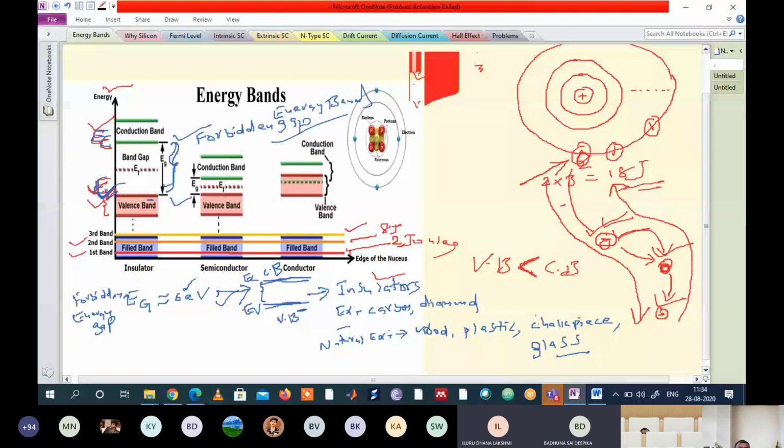Please make a habit of writing running notes. This is the first point I need to tell, which is called insulators.